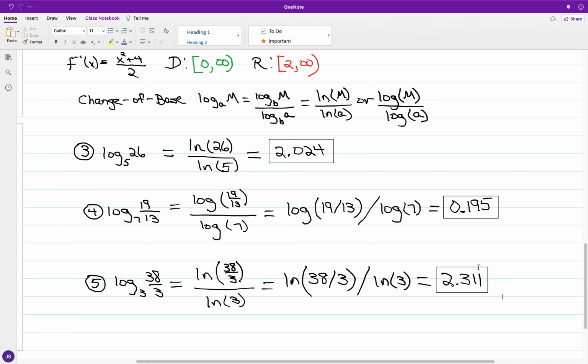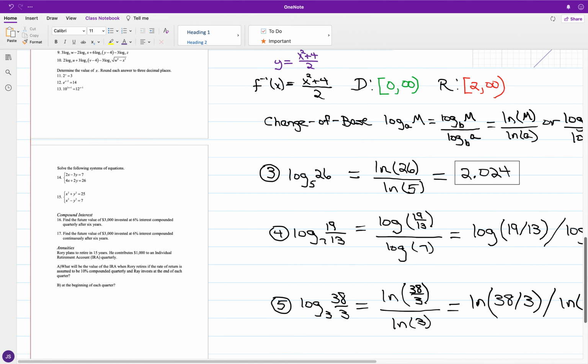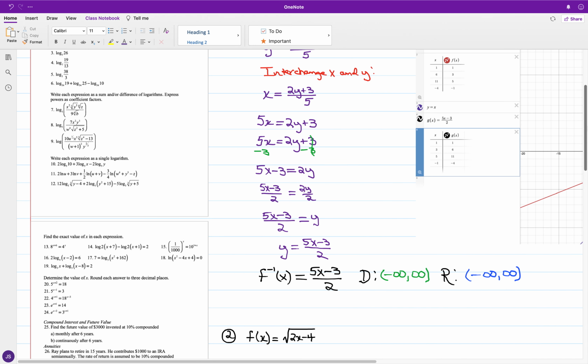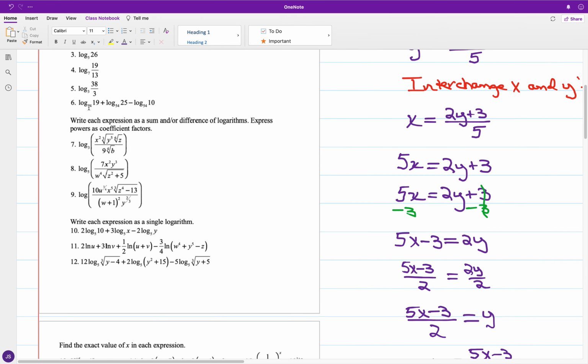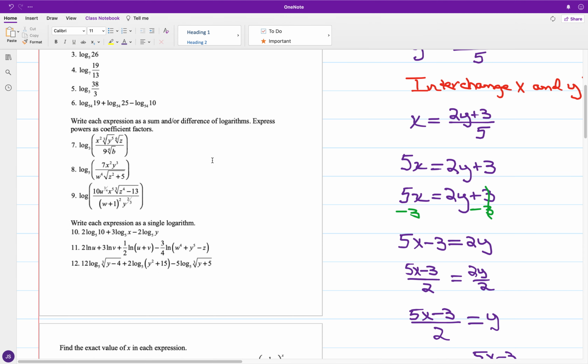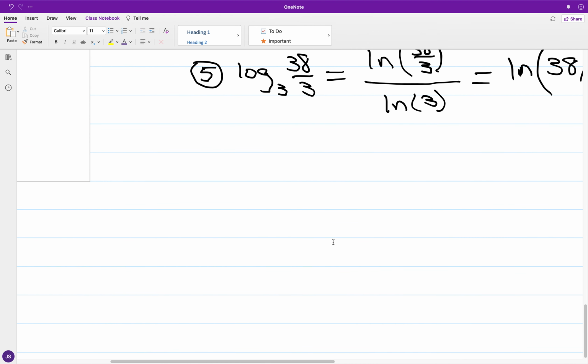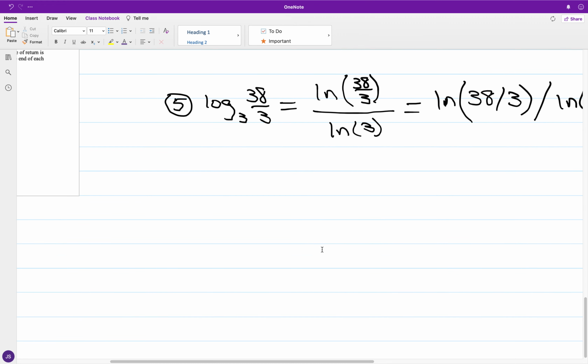All right, we'll get back to number 6, but in the case of items 7 and 8 in this group, we're looking at expressing sums and differences of logarithms and expressing powers as coefficient factors. Numbers 7 and 8 are a little bit tricky because you have radicals in the mix. Now, just going back to our properties once again.